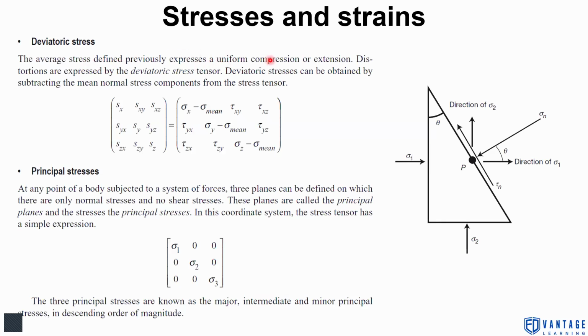It's a uniform compression extension, and we want to find the equivalent or proportional shear stress. But distortions are expressed by the deviatoric stress tensor. Distortions means if I look at my net stress, excluding mean stress, in the x direction, the y direction, and the z direction, those are the deviatoric stresses, given by sx, sy, and sz. They can be obtained by subtracting the mean normal stress components from the stress tensor.